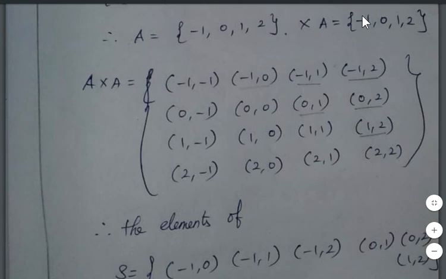So -1 is paired with these 4 elements: (-1, -1), (-1, 0), (-1, 1) and (-1, 2). The same way (0, -1), (0, 0), (0, 1), (0, 2). Next (1, -1), (1, 0), (1, 1), (1, 2). The same way (2, -1), (2, 0), (2, 1) and (2, 2).